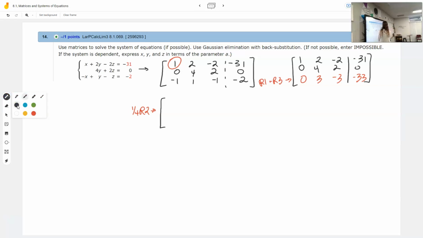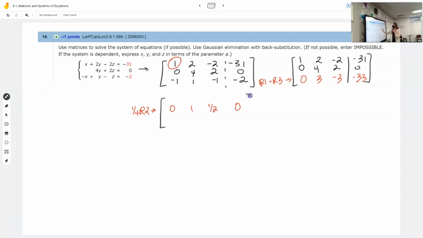We'll go with what they did, and they kept this 1 in the second spot. So divide by 4. 0 divided by 4 is just itself. 4 divided by 4 is 1. 2 divided by 4 is 1 half. 0 divided by 4 is 0.